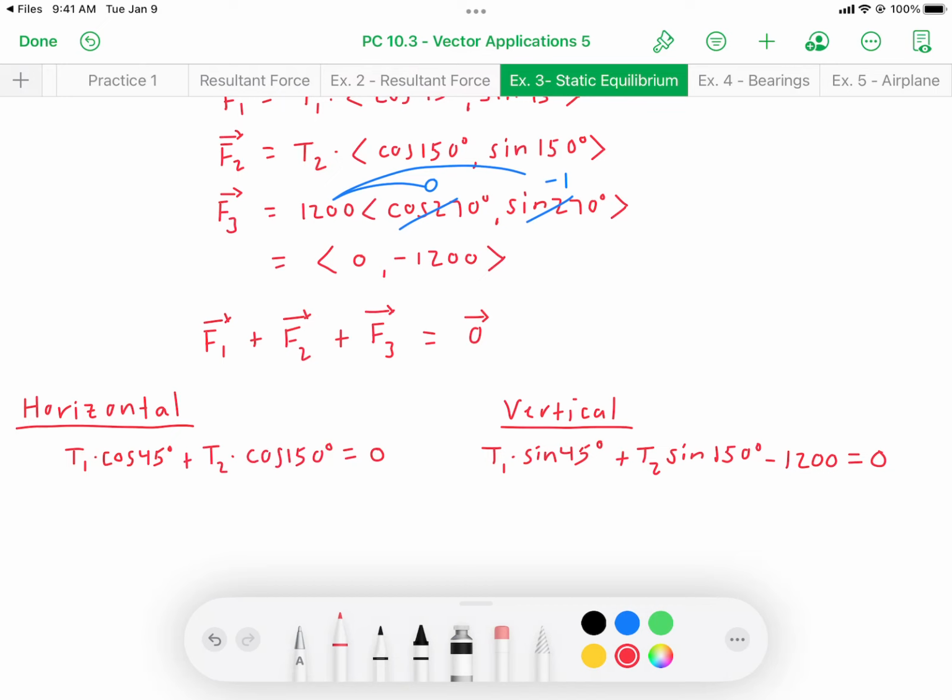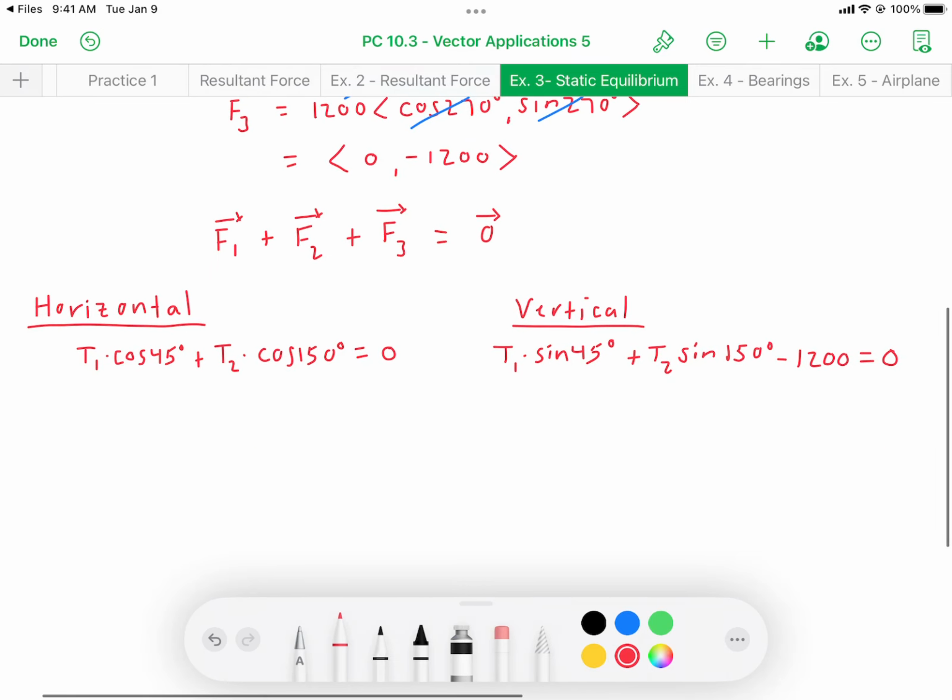Okay. All right, so what did I just create here? Two equations with two unknowns. That's a system of equations. So I need to solve for T sub 1 and T sub 2 in this system. Lots of different ways we could do that. I think the most efficient would be with substitution.